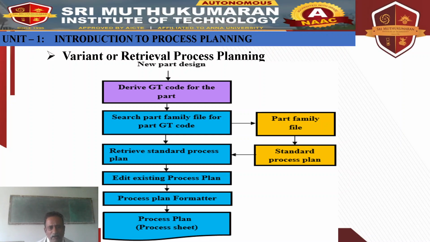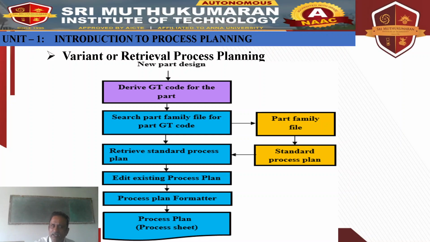So we can see the flow chart. First we are deriving the GT code for the part. GT means group technology. As I told you, group technology is grouping the components according to their similar geometrical shape or manufacturing process. According to this GT code, it searches in the part family file. In the part family file we have standard process plans. The standard process plan is retrieved by this system, and the required editing is done.